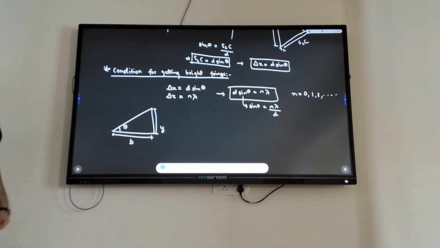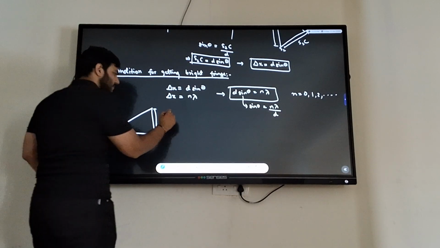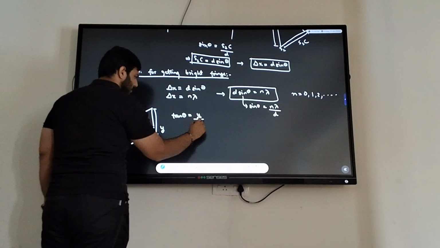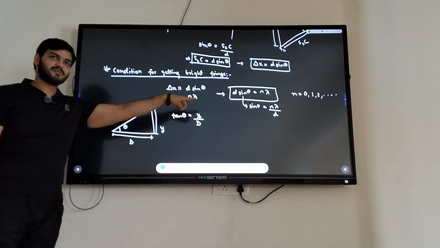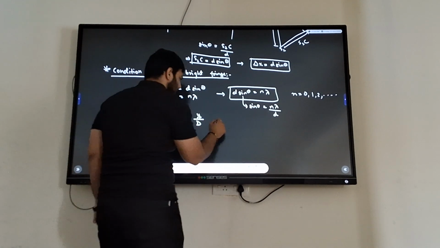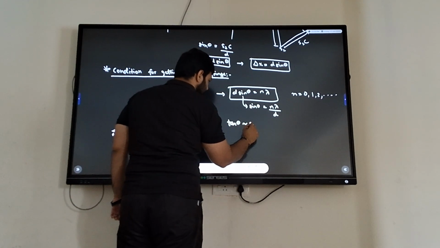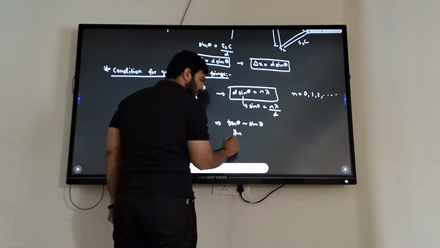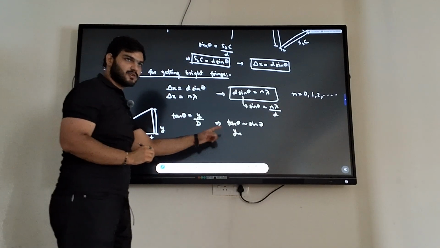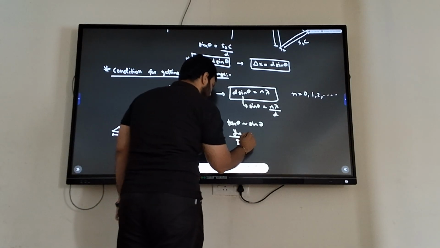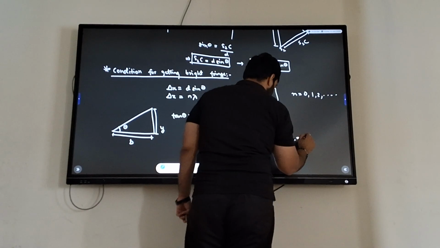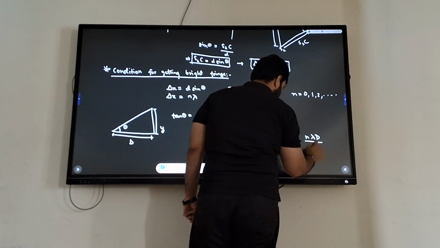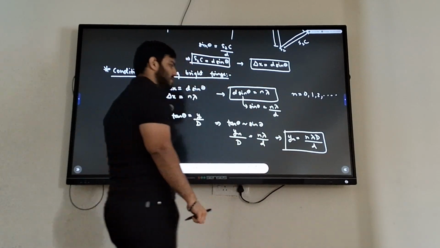Then what trigonometric identity helps? Not sine, tan will work, right? What is tan? That's y by D. But for small angle approximations, tan theta is approximately sine theta. Yes? Tan theta is approximately sine theta. That means y, let me write a subscript n, y subscript n divided by D is equal to n lambda by d. And then what is the value? Yn is equal to n lambda D by small d. This is the formula that you get.